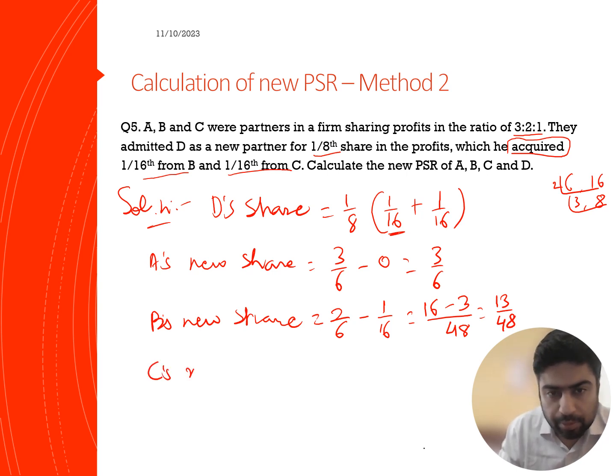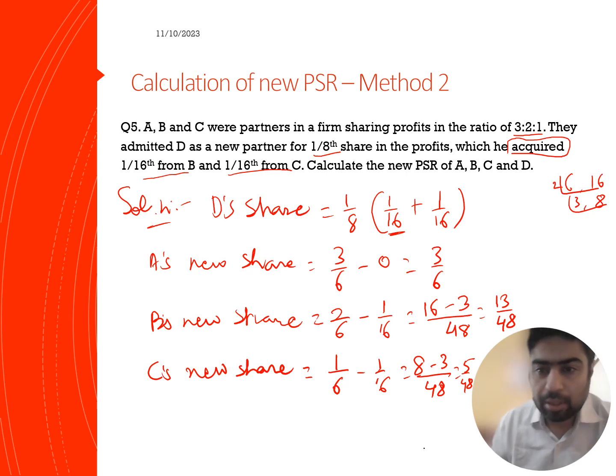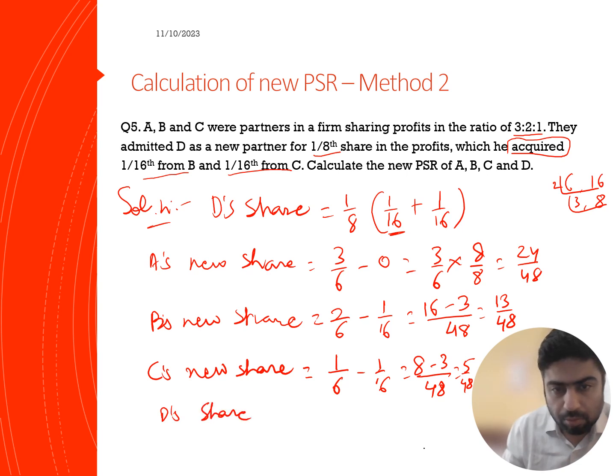C's new share will be 1 upon 6 minus 1 upon 16, which will be, LCM will be 48, 8 minus 3, 5 upon 48. Alright, for A, if we want to keep 48 in the denominator, what are we going to do? We multiply 3 upon 6, A's share, by 8 upon 8, so we'll get 24 upon 48. Alright, and D's share is 1 upon 8. If we multiply this by 6 upon 6, we'll get 6 upon 48.